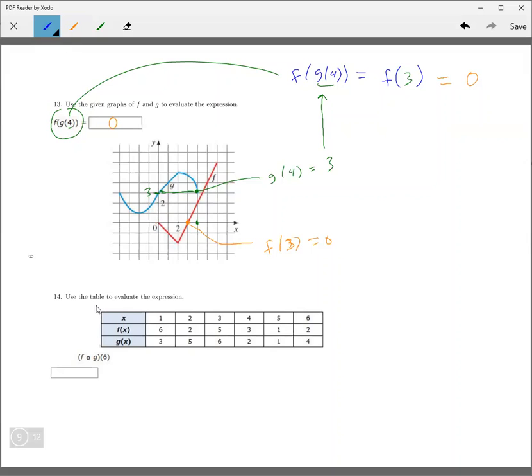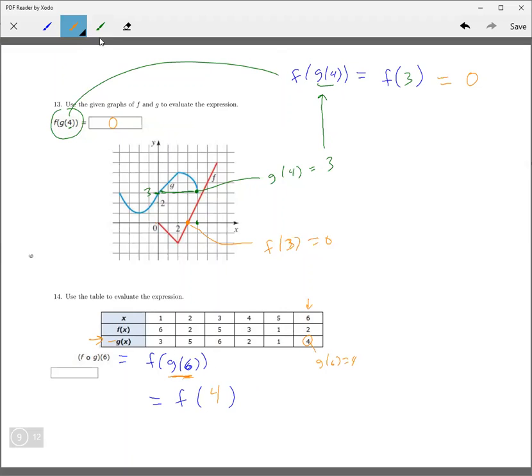Okay, number 14. Use the table to evaluate the expression. So this is f of g of 6. Let's take a look at g of 6. What you do for that one is you come over here to 6. Here's g. G of 6 is 4. So that gets replaced with a 4, because g of 6 is 4. So that goes in here.